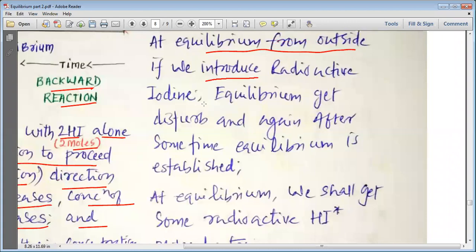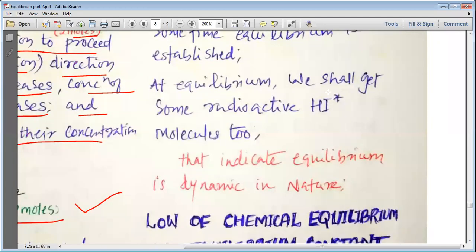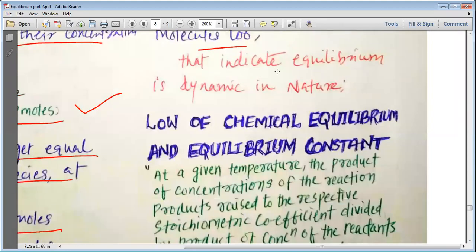At equilibrium, if you introduce radioactive iodine from outside, the equilibrium gets disturbed, and again after some time equilibrium is established. When the equilibrium is established, we get some radioactive hydrogen iodide molecules too. What does it indicate? It indicates that equilibrium is dynamic in nature.